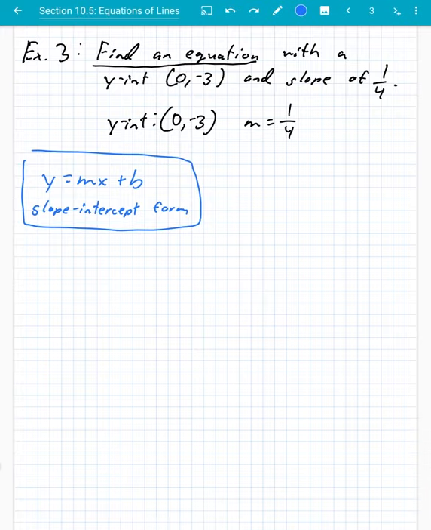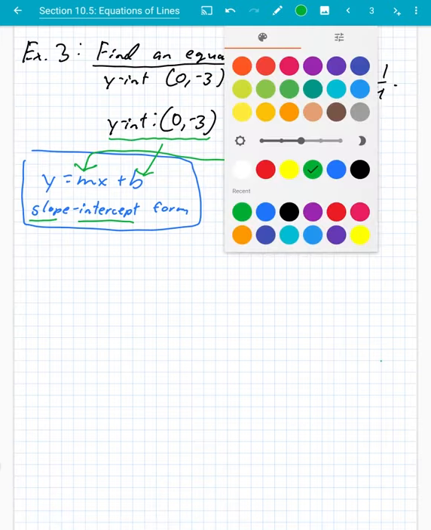So we need to analyze what we're given. Well, we're given a y-intercept, and we're given a slope. This is called slope-intercept form, so we could actually plug in our information directly into the equation, and that would give us an equation of a line.